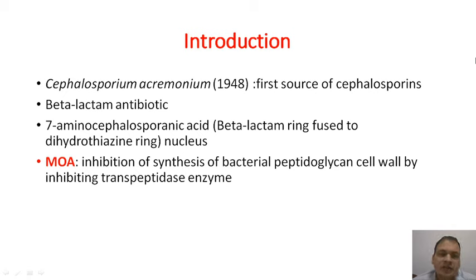As far as the mechanism of action is concerned, it basically inhibits the synthesis of the bacterial peptidoglycan cell wall by inhibiting the transpeptidase enzyme. Just like the penicillin group of antibiotics, which have penicillin binding proteins, here we have different penicillin binding proteins for the cephalosporins, and by binding to them, it inhibits the synthesis of the bacterial peptidoglycan cell wall by inhibiting the transpeptidase enzyme. I'm sure you are all aware of the difference between the cell wall of gram-positive and gram-negative microorganisms. You must have read it in microbiology.